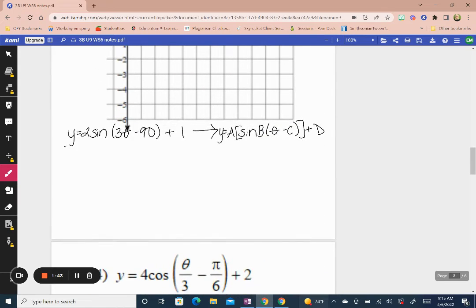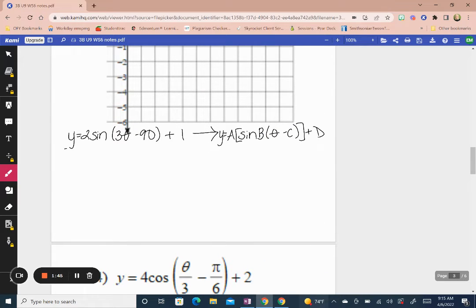Let's take a look. I would say the hardest thing is just getting out this b. So this is our b. So b is equal to 3. We need to divide our b from both sides. So it's going to be y equals 2 sine, because when we divide it out, we can pull it out into the front. 3, put our 3 up here. Then it's going to be 3 theta divided by 3 minus 90 divided by 3 plus 1.